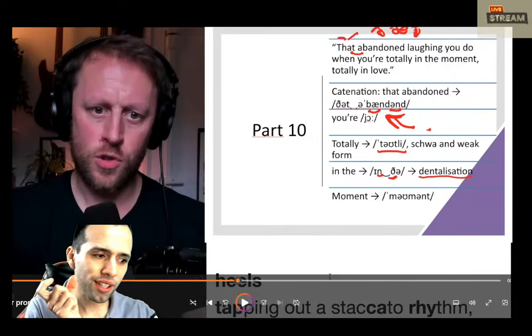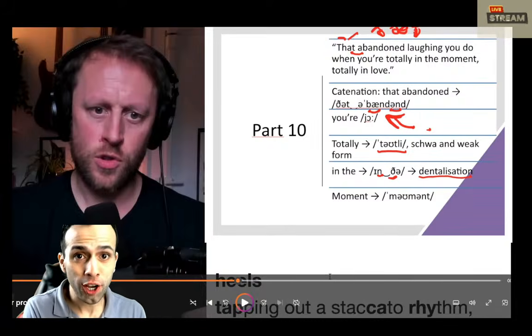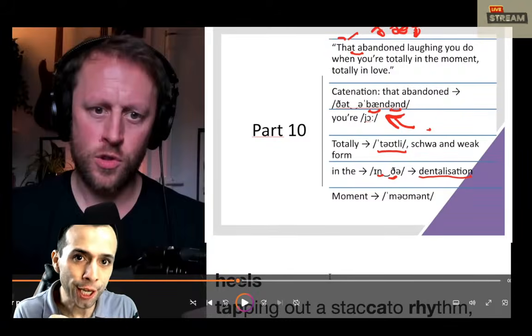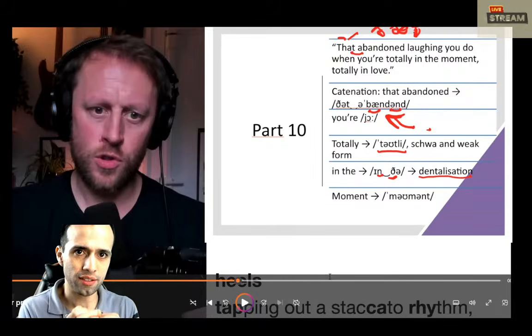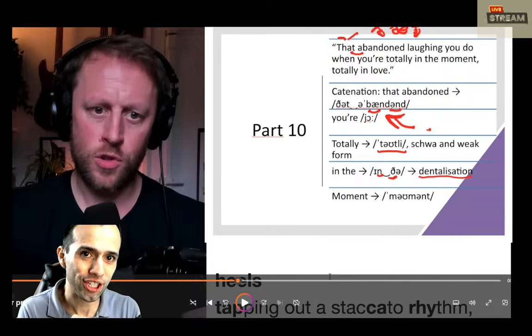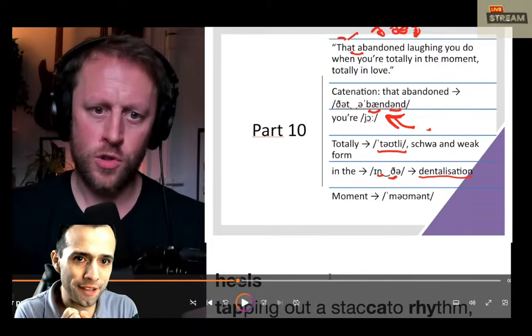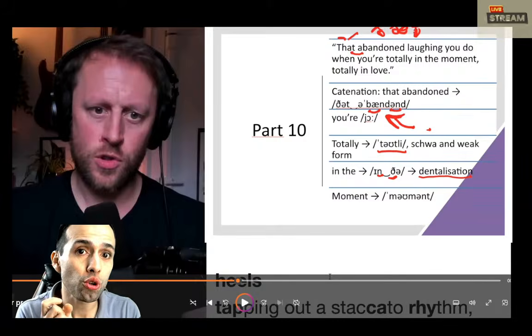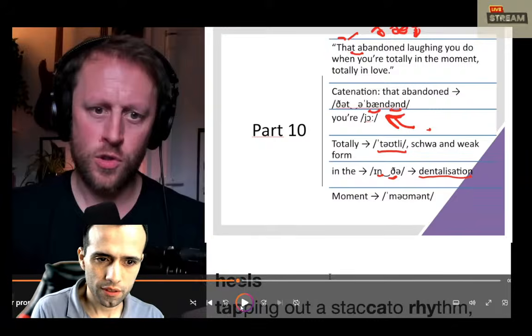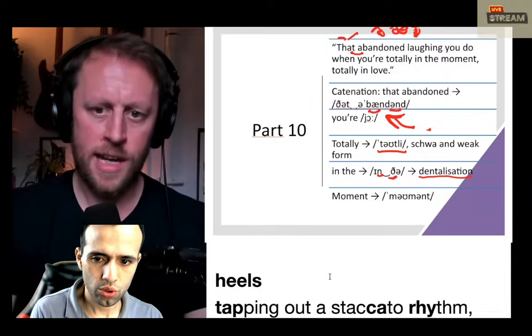That abandoned laughing, again, the same verb as before. Actually, in this case, this is treated as a noun because it's treated as the activity, you know, of laughing. That abandoned laughing you do. Thing you do when you're totally in the moment.